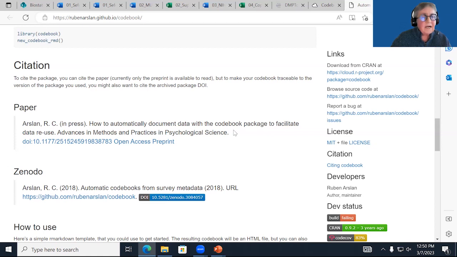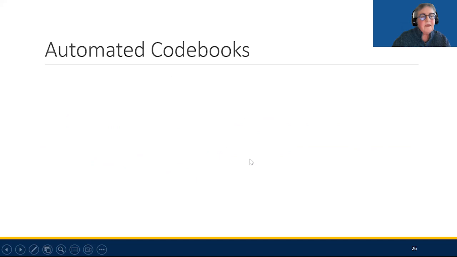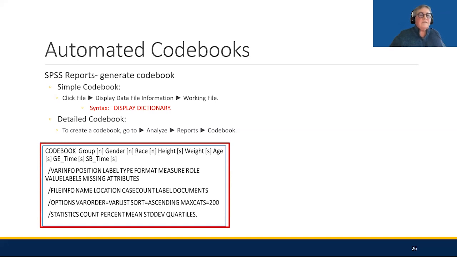Darren, if you could go back to the sites, and it's also listed here and on the slide. If you could go to the next slide, please. As I've also, and click again. So there are some SPSS reports in terms of generating a code book. So you could display a quick version, and that would be with display dictionary. But you could do this in two ways. One, you could do the GUI fashion. So in SPSS, you would go to File, then display the data file information in terms of the dropdown, and then to the working file.